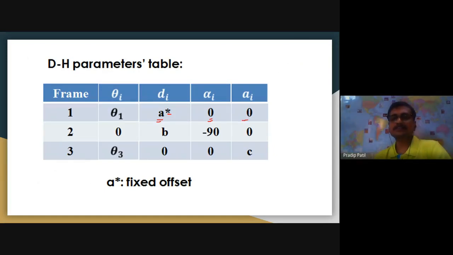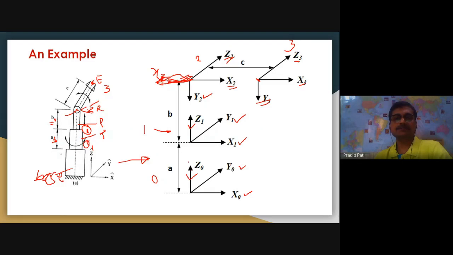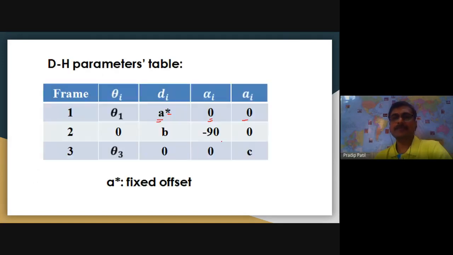And the last one is the length of the link. This z0, right? I'll just tell you once again why the twist angle is 0. Z0 is like this, Z1 is like this. So they are in the same line, so there is no angle between them. That is why the twist angle is 0 here.